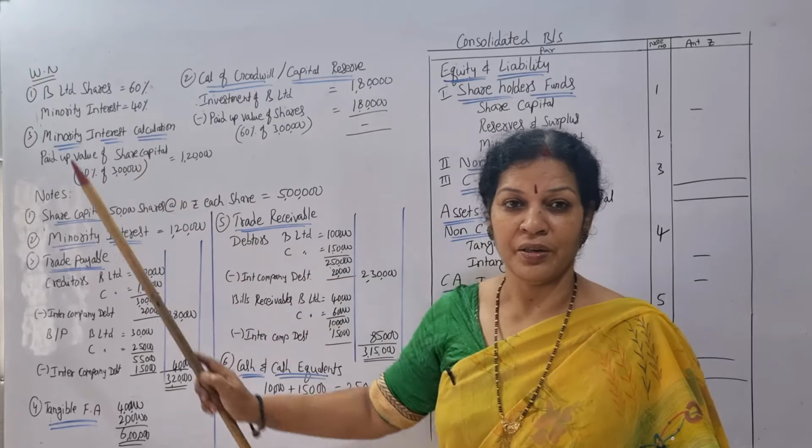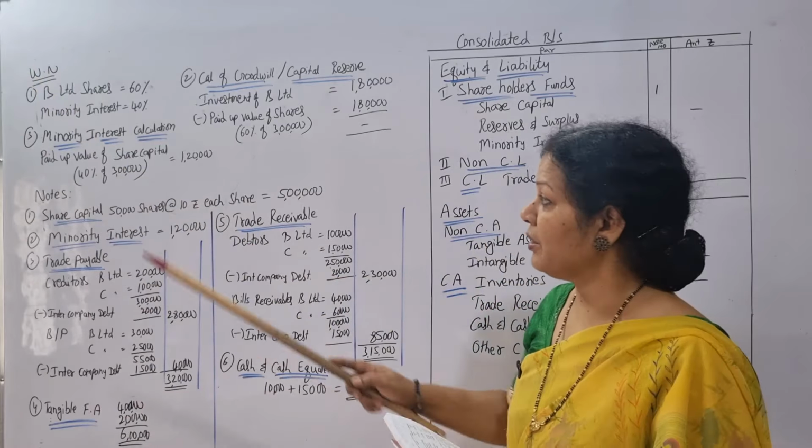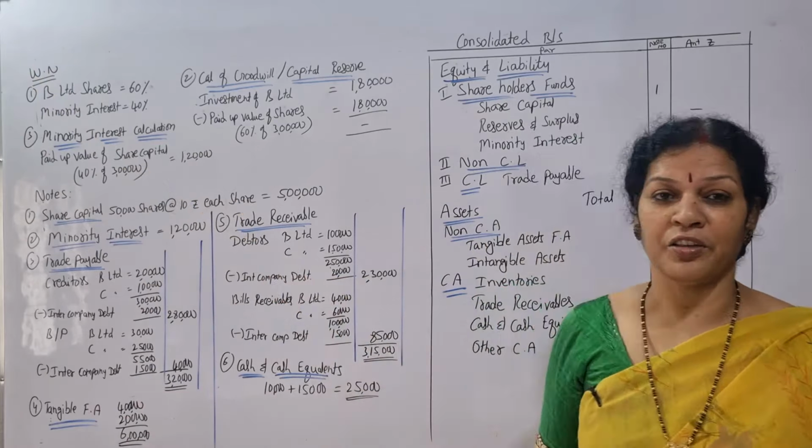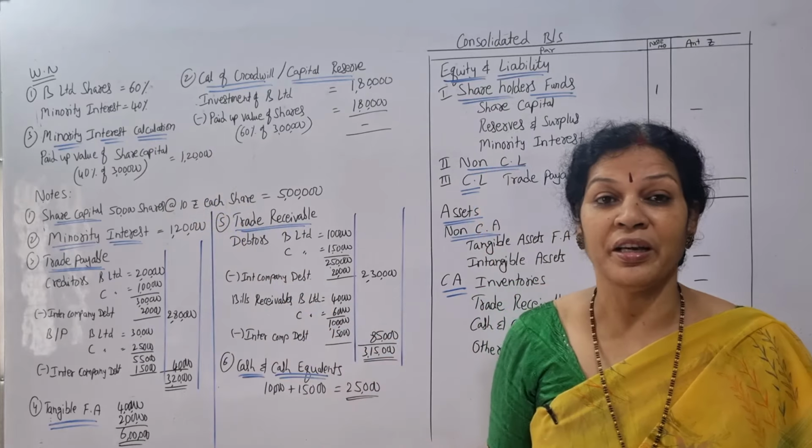This we have written in the working notes. Then next after that, minority interest calculation we have done. How do we do minority interest calculation? You know that total paid up share capital of Chandra Limited is 3 lakh. Out of this, 60% is by the holding company. 40% is minority interest, so 40% only we have calculated. 60% is B Limited purchasing. Rest of the 40% out of 3 lakh, so this 1,20,000 is the minority interest.